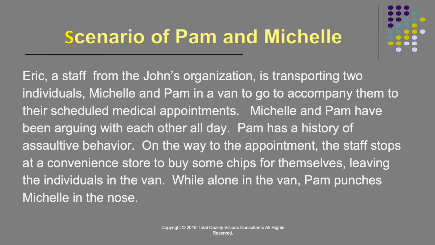Eric, a staff from John's organization, is transporting two individuals, Michelle and Pam, in a van to accompany them to their scheduled medical appointments. Michelle and Pam have a history of arguing with each other. Pam has a history of assaultive behavior. On the way to the appointment, the staff stops at a convenience store to buy some chips for themselves, leaving the individuals in the van. While alone, Pam punches Michelle in the nose.